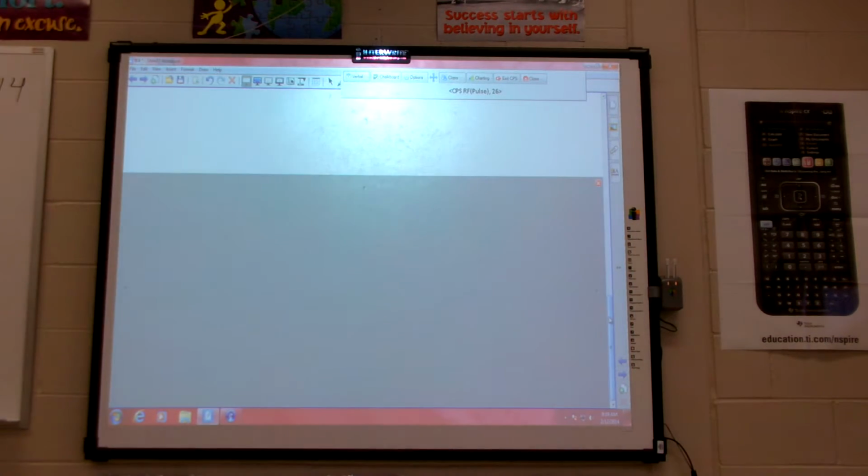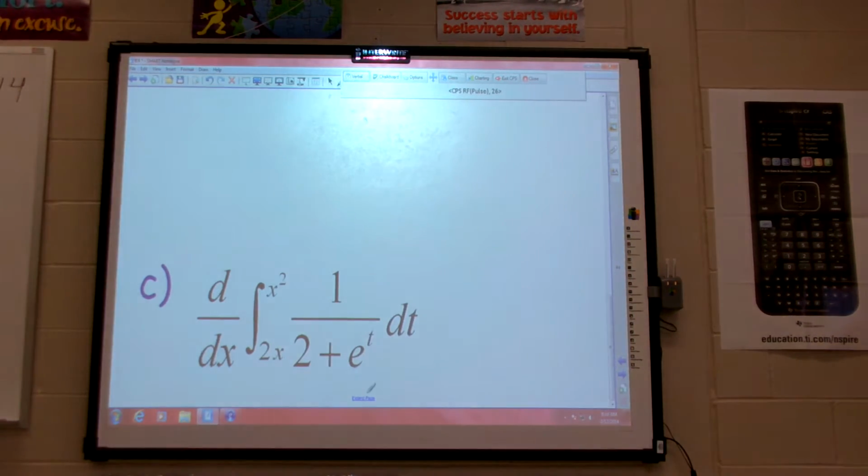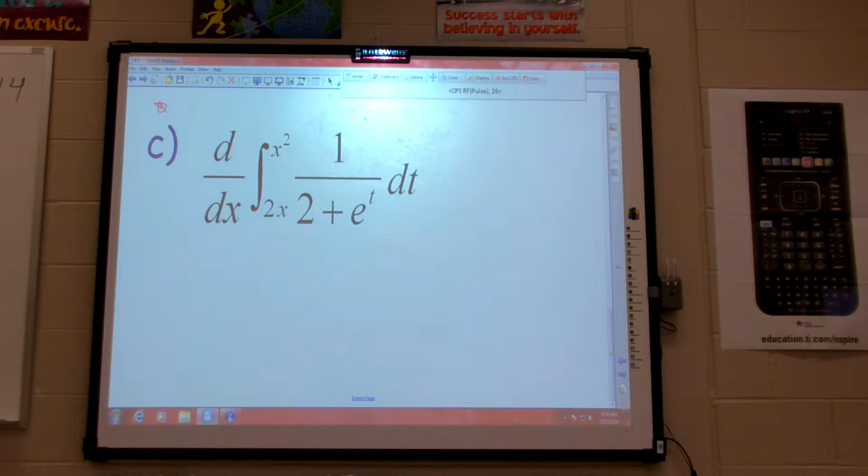This is one you need to know. This used to not be on the AP test, and they have now put it on there. You definitely need to know this one. d/dx of the integral from 2x to x squared of 1 over (2 plus e to the 2t) dt.